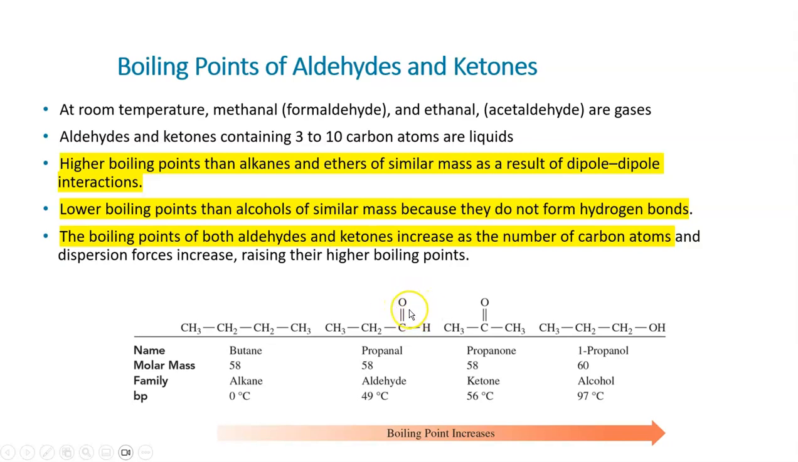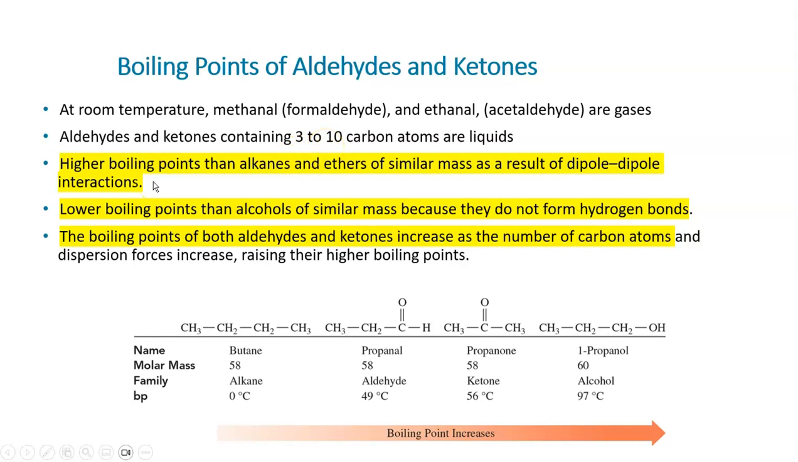Now if we consider both aldehydes and ketones, aldehydes and ketones that contain 3 to 10 carbon atoms are generally liquid. But very simple aldehydes like methanal and ethanal are gases at room temperature. That means their boiling points are very low. Having a higher boiling point means they are liquid at room temperature. So as you see here, when the number of carbon atoms increases, their boiling points are increasing.